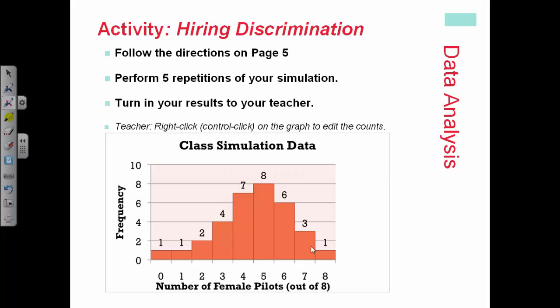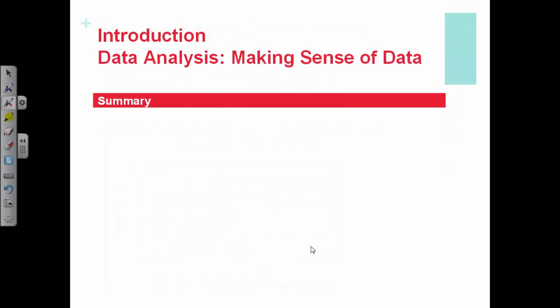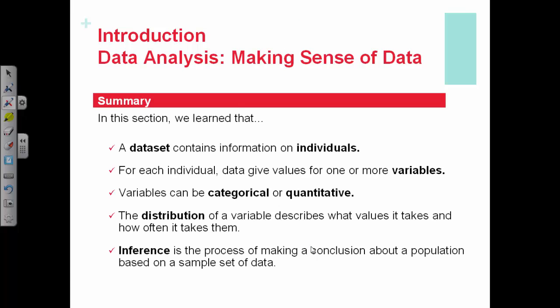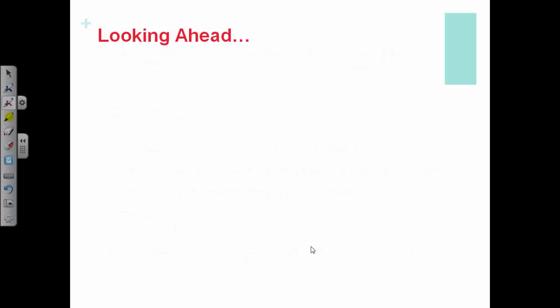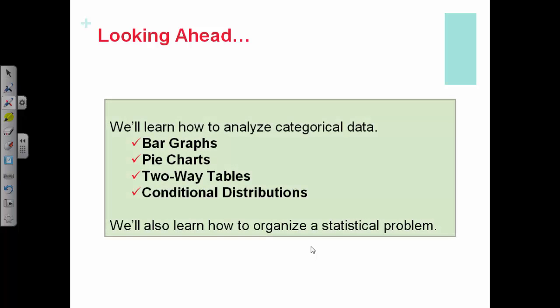This is another example, as you can see from your textbook. You can take a look at the example in your textbook for another type of problem using a classroom simulation. And that would conclude our first lesson on Chapter 1. In our next lesson, we'll take a look at some types of graphs and charts and tables and distributions.